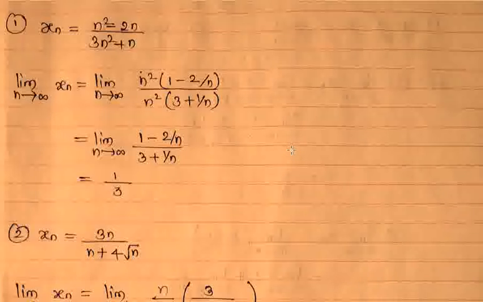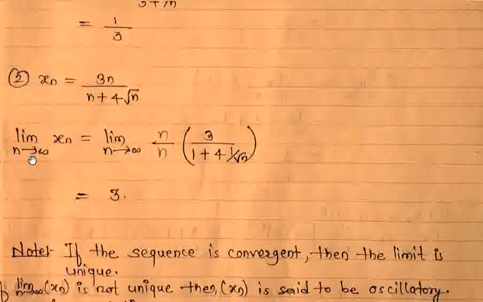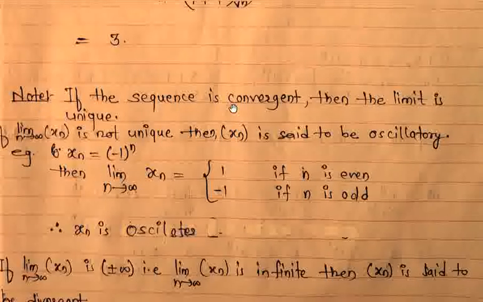Okay, then the next question, xn is 3n divided by n plus 4 root n. So limit as n tends to infinity, you do the same thing, take out the common factor of n, and same thing goes here. When n tends to infinity, it would be 1 divided by infinity, which would be 0. So 3 divided by 1, which is 3. So if this sequence is convergent, then the limit is unique. If the limit as n tends to infinity of xn is not unique, then xn is said to be oscillatory.